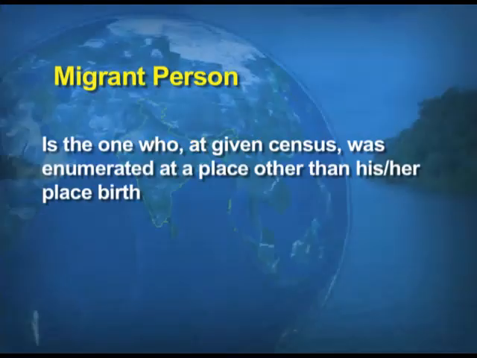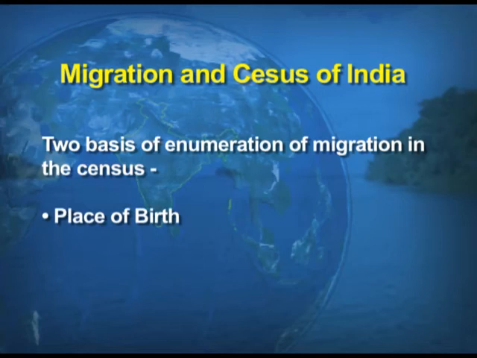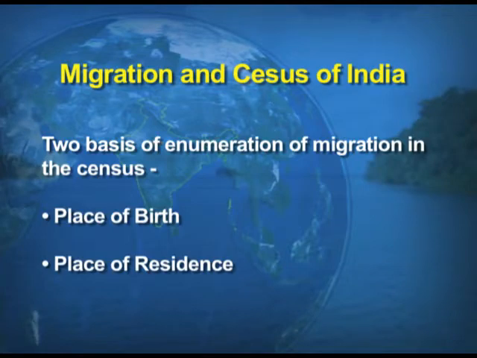Now, when we talk about migration, the person who migrates is known as a migrant person. So, how do we define the term migrant person? It is the one who at a given census was enumerated at a place other than his or her place of birth. Now, migration and the census of India. There are two bases of enumerating migration. One is the place of birth and the second is the place of residence.